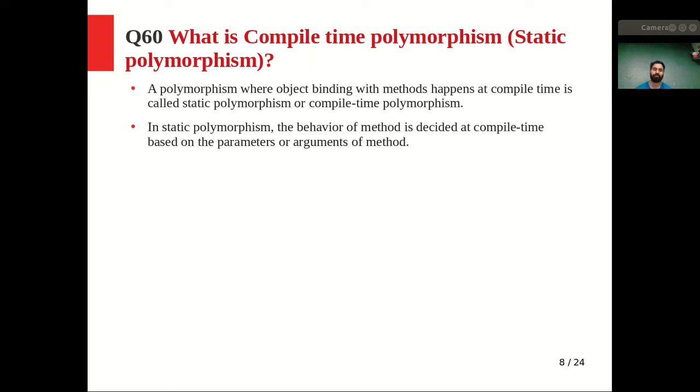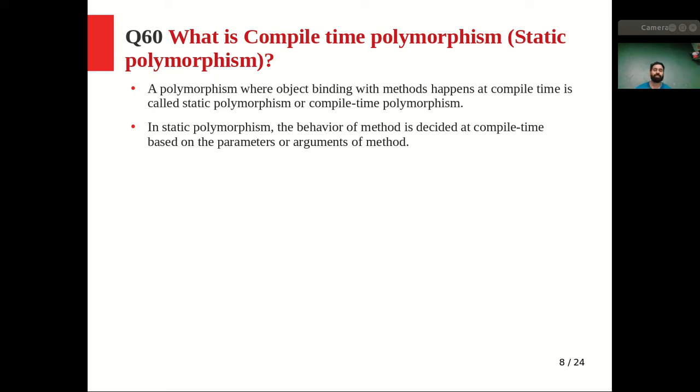First, compile time, which is also called static polymorphism, and the next is runtime, which is also called dynamic polymorphism. Now we are going to discuss compile time polymorphism. It is a polymorphism where the binding of an object with a method happens at compile time. Let's say that in a program the method binding happens at compile time, then it is called static polymorphism or compile time polymorphism.